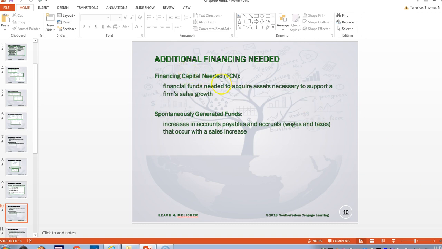Okay, so the financial capital needed, true or false, it's the financial funds needed to acquire assets necessary to support a firm's sales growth. Spontaneously generated funds are increases in accounts payable and accruals that occur with the sales increase. So basically, you're going to have to pay higher accounts payable. You have a sales increase, so you have to generate more funds. Obviously, you're going to have to hire people, or more wages.